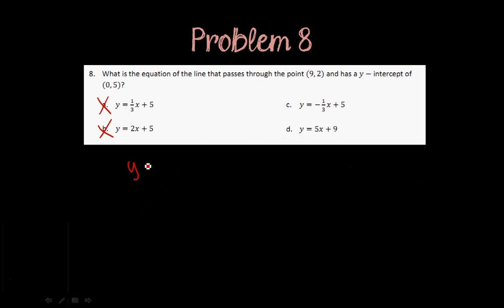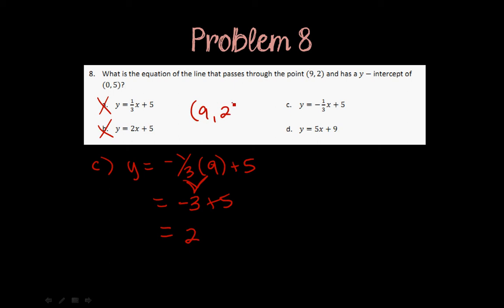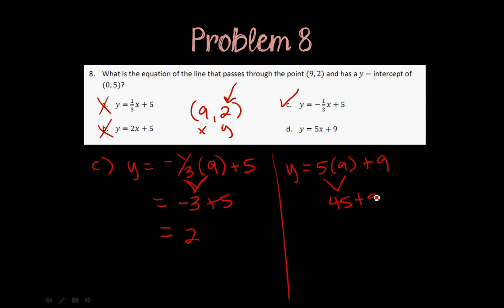Okay, we try C. Y equals negative 1/3 times 9 plus 5. And so we get negative 3 is this, plus 5. Negative 3 plus 5 is 2, which is exactly what we were looking for. So that does work. And then just for fun, if we do the last one, y equals 5 times 9 plus 9, here we get 45. And so that's 54, which is definitely not 2. So that one's out.